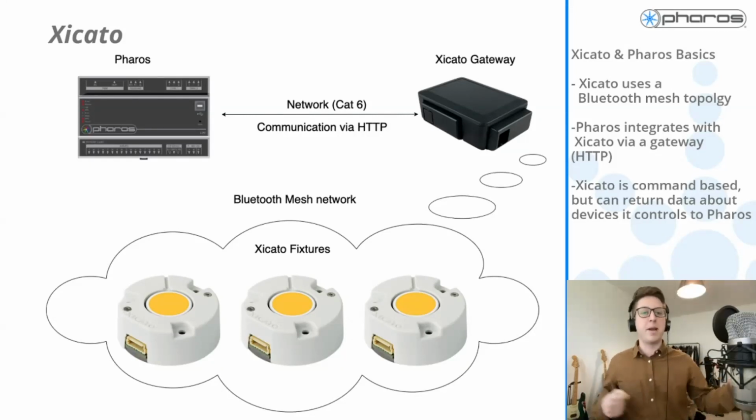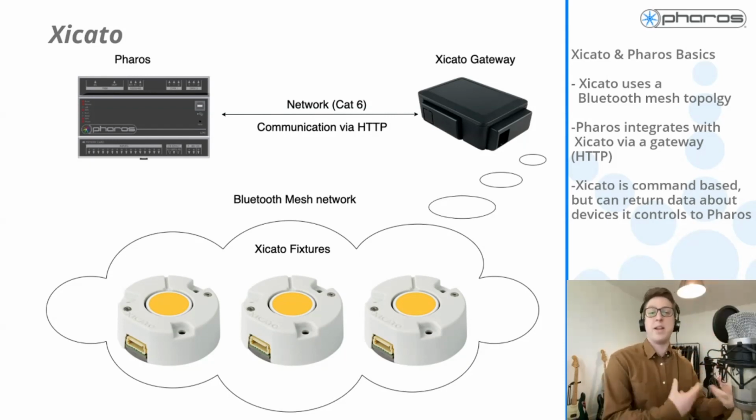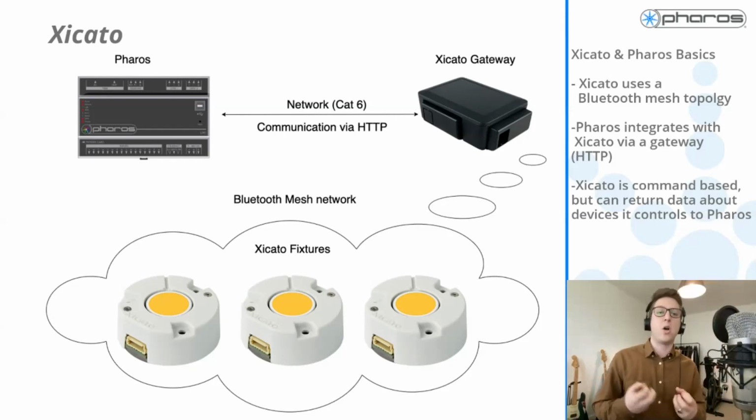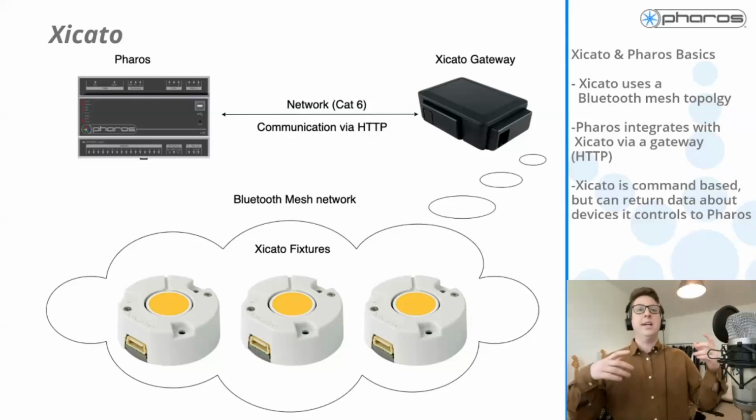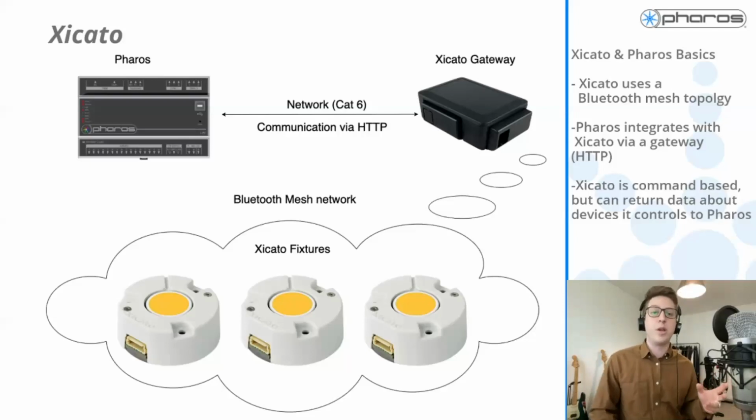If you imagine a DMX line, if a fixture goes bad or if there's something wrong with the cabling, any fixtures beyond that point may not receive data. With the mesh style topology, if a single unit goes down, all of the other devices can relay commands in and around it. So you still get your commands being transported around the network. Now, Pharos does not support Bluetooth at all. We will need a gateway between us and the mesh network. We send HTTP commands to the Cicato gateway. The Cicato gateway then just relays that information on to the rest of the network.